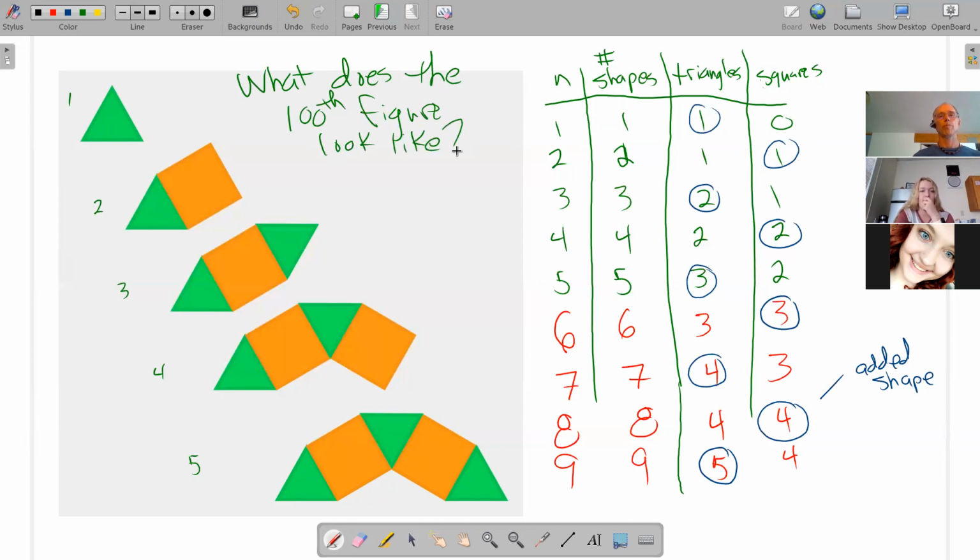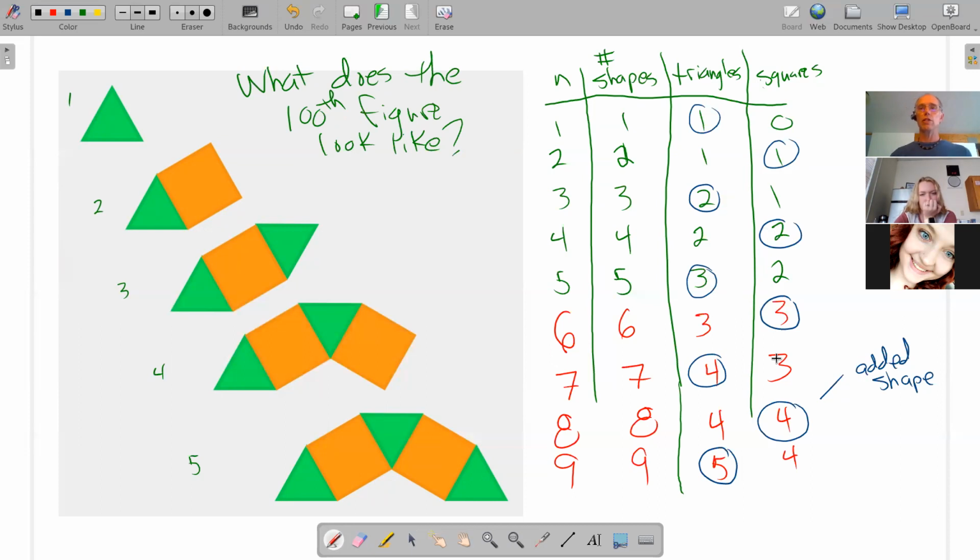Okay. Question mark, what does it look like? All right, so I've got to figure out, does the 100th one end in a square or a triangle? Because those are the only options, square or triangle. Well, let's see. I circled the last thing I added, so the circle is also how it ends, right? Ends in a square, ends in a triangle, ends in a square, ends in a triangle. Is there a pattern to when I ended in a square?